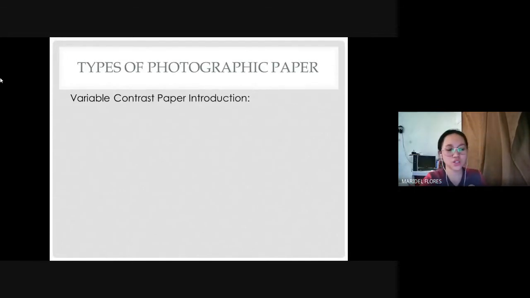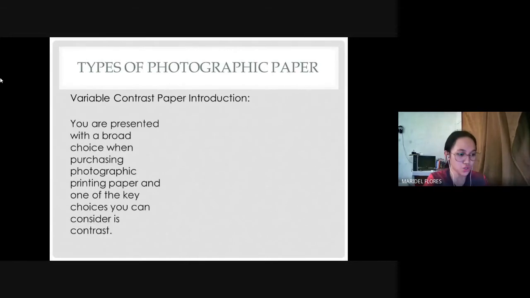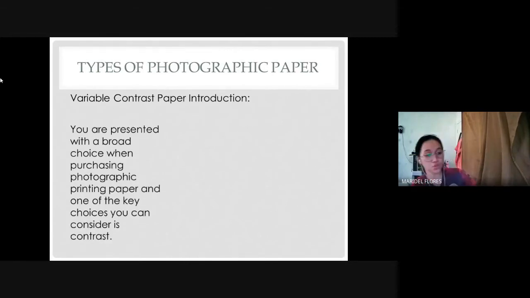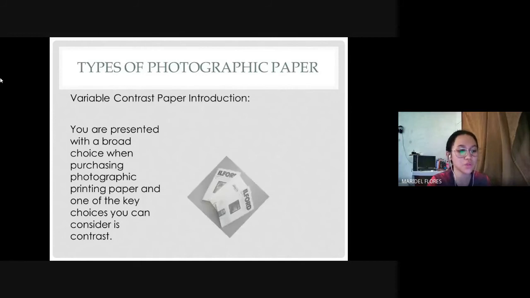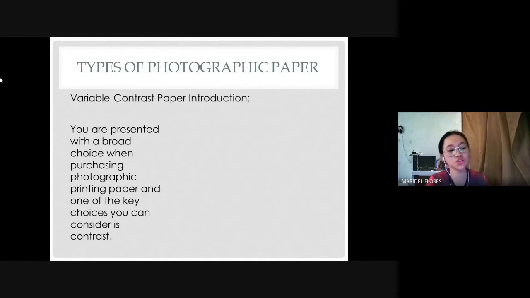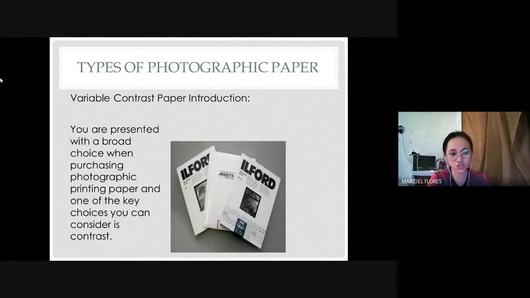So now we will be discussing another type of photographic paper. This is variable contrast paper. You are presented with a broad choice when purchasing a photographic printing paper, and one of the key choices you can consider is contrast. Before I introduce what contrast is, I will first show you an image for you to understand it.